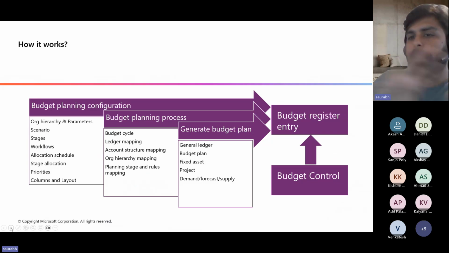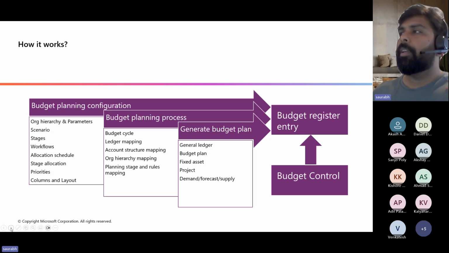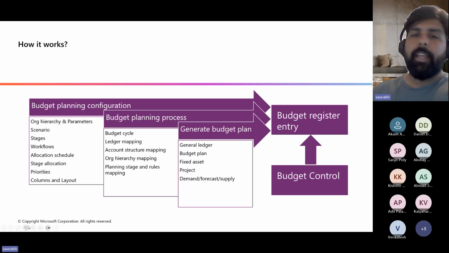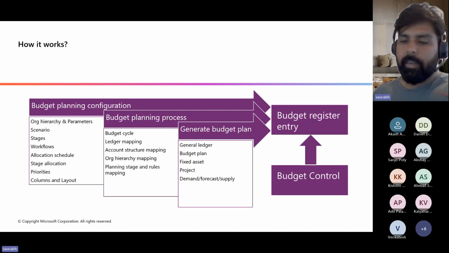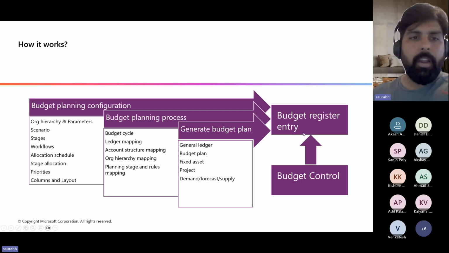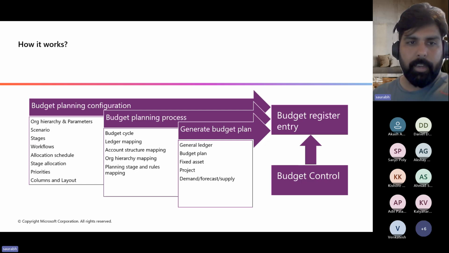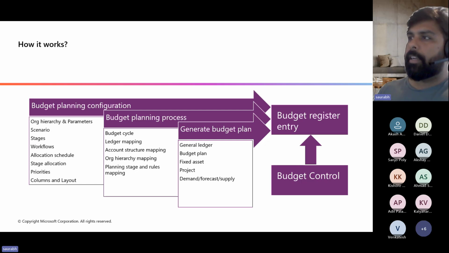To simplify that whole process, I can put how this works in D365. Now, if you remember the first three capabilities which we just spoke about, for your budgeting to work or for bringing the control for your budget, what you need in the end is the budget register entry. Budget register entry is nothing but your budget for that specific period which you are considering. That's your budget register entry.